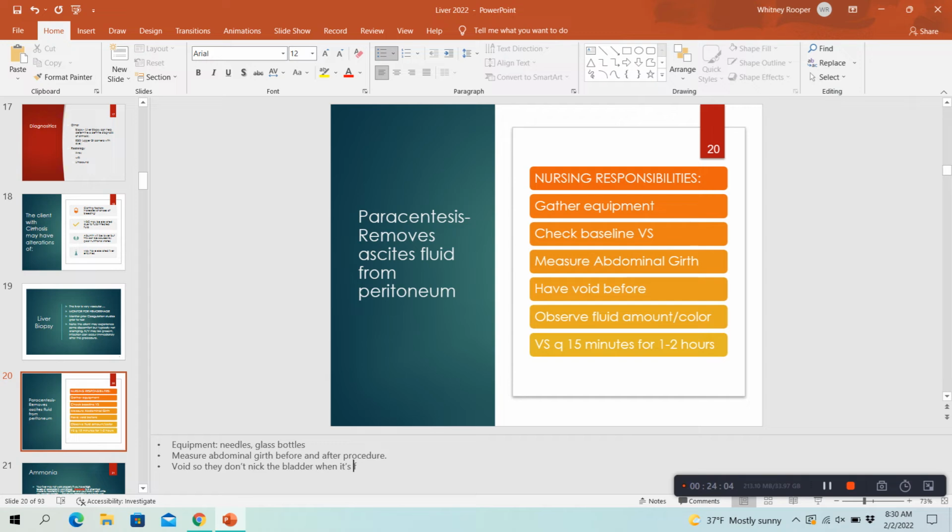You want to observe the fluid and color as they're taking it out. I've seen yellow. I've seen blood tinge. I've seen yellow with white strings in it, because that's the peritonitis. It can be yellow and have white stringy stuff, fibers, come out of it. It's just very nasty. You're going to treat them as a surgical patient, and you're going to do vital signs every 15 minutes for the first 1 to 2 hours that you have them.